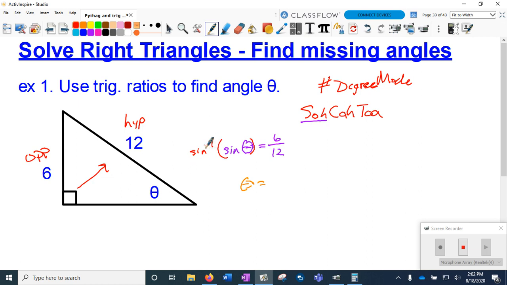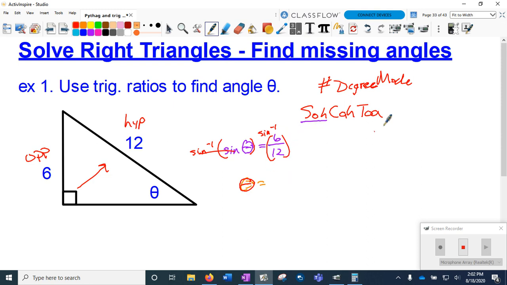That little -1 means we're talking about the inverse. And if we do it to one side, we're going to have to do it to the other. Okay, so sine inverse will undo sine, and that'll leave us with just theta, which is what we want. So the part that we have to go calculate is this part. Okay, now we have to be careful because sine inverse is not the same as sine.